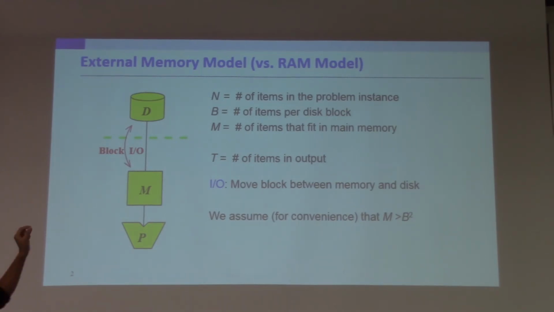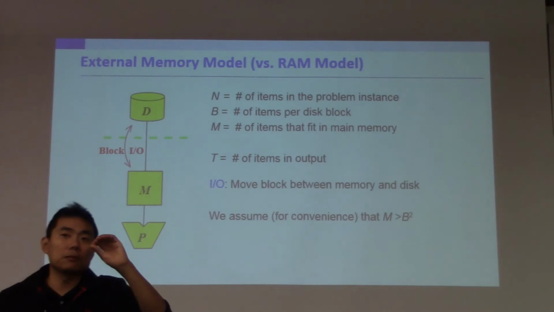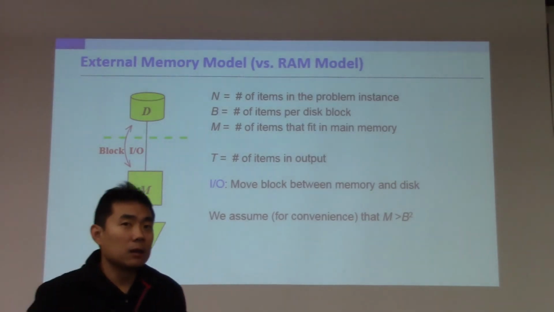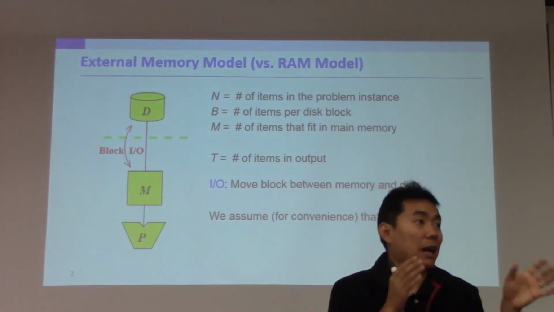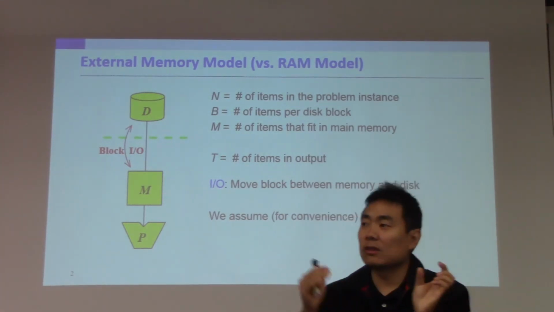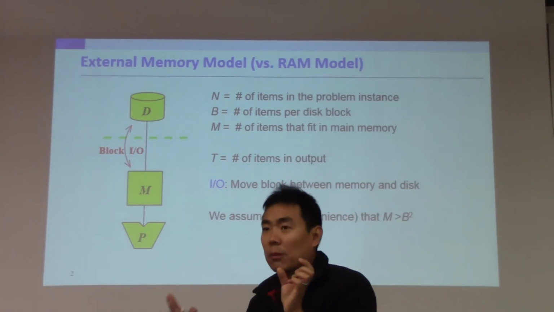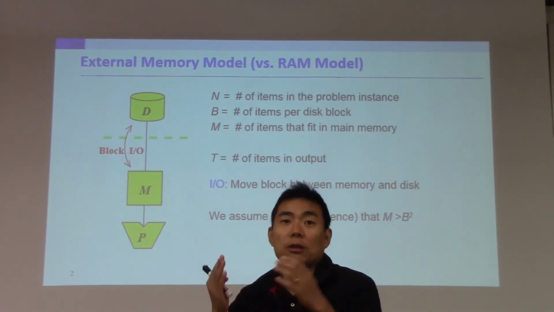N is the number of items in the problem instance. What that means is, if you are in the RAM model, the random access model, N simply denotes the number of main memory objects you have. For example, the number of records you have.